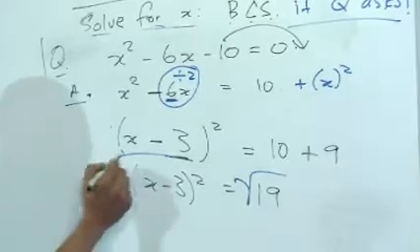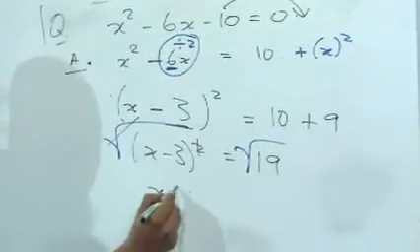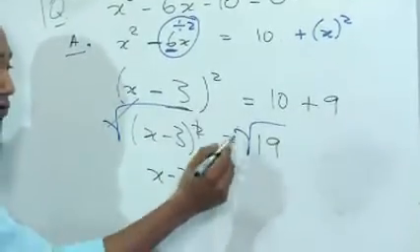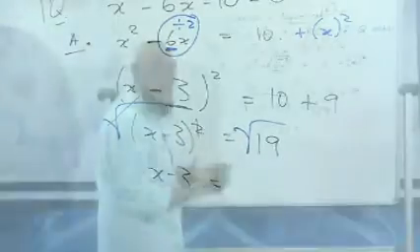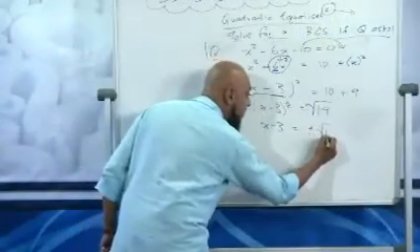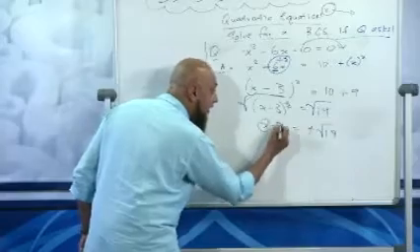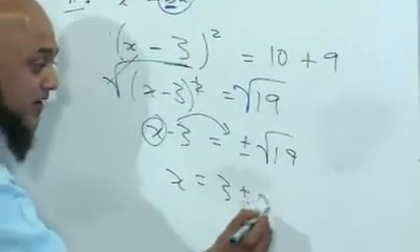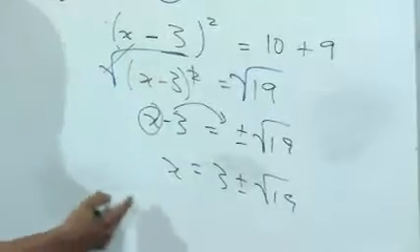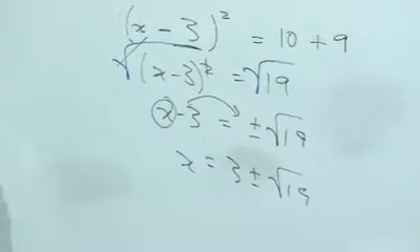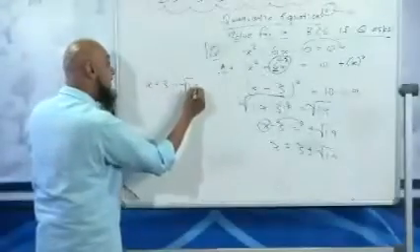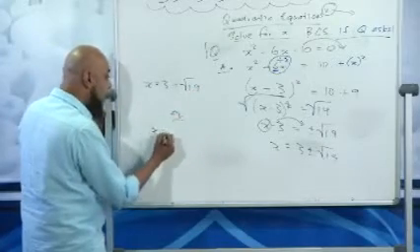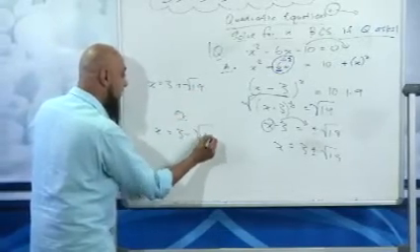So what do I have? Square and square root cancel out. I'm left with x minus 3 is equal to, remember whenever we insert a square root sign, we put plus minus, plus minus the square root of 19. We are solving for x. Take this 3 onto the other side. So x is equal to 3 plus minus the square root of 19. There's your two solutions: x is equal to 3 plus root 19, or x is equal to 3 minus the square root of 19.